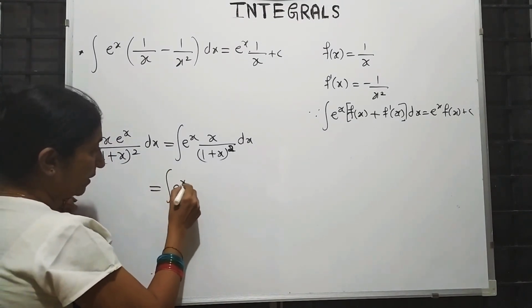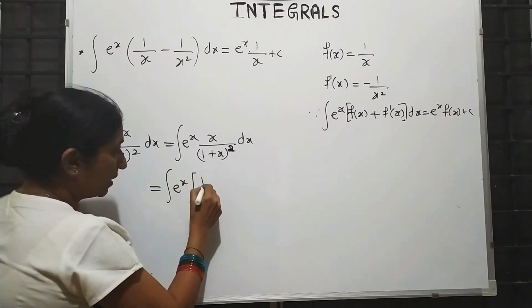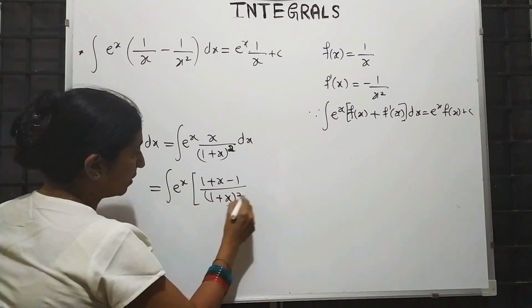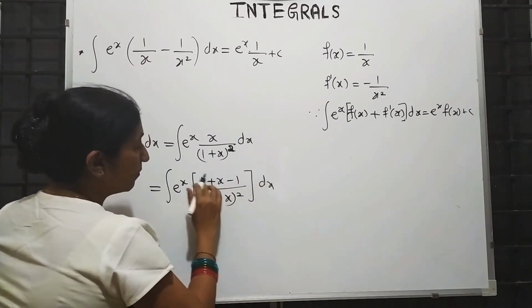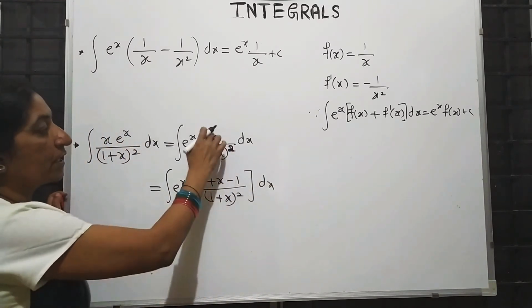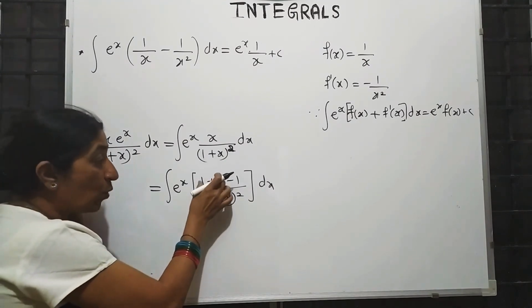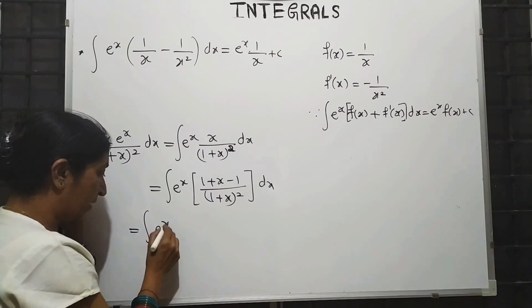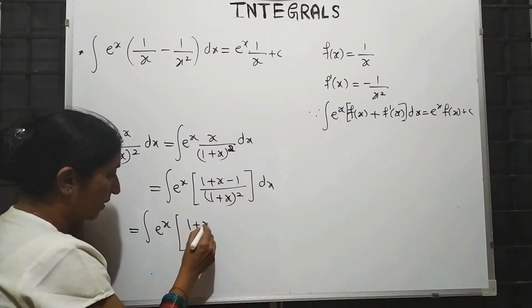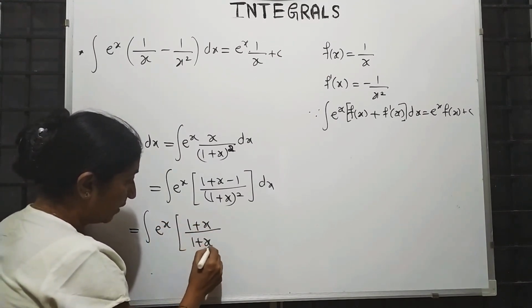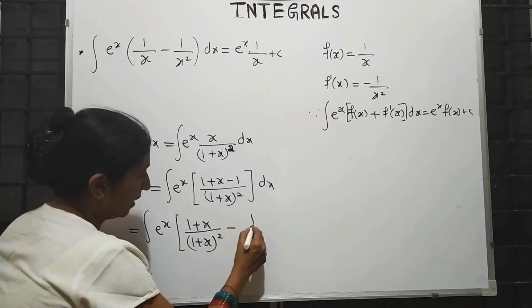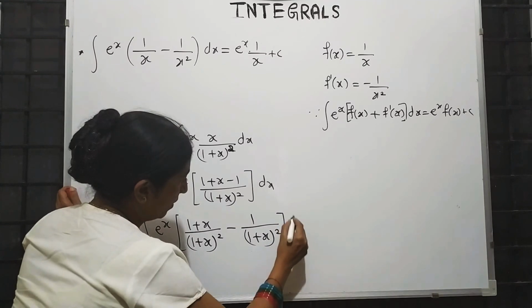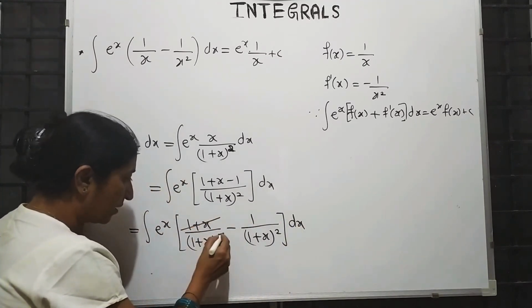Here it is e raised to x into 1 plus x, that's why I am writing like this. See, is it balancing or what? Yes. How is it balancing? Plus 1 minus 1 get cancelled, so you are getting the previous one. And we got one term similar to this. Now it is e raised to x, 1 plus x upon 1 plus x whole square, minus 1 upon 1 plus x whole square into dx. One term is cancelled with this.